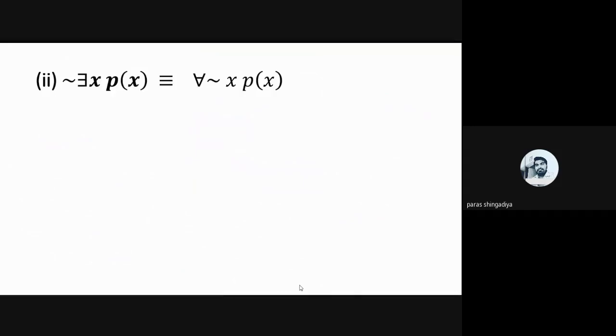Okay, so next part is there. Negation, there exists x P(x), is logically equivalent to for every x negation P(x). Using a similar argument, we have to prove the second one. Let us consider this is A and this is B, and between them there is the logical equivalence sign, meaning the biconditional relation. First we consider A to B, and then we consider B to A. If both are true, then the biconditional relation will also be true, and therefore they are logically equivalent. So let us first consider the first part.